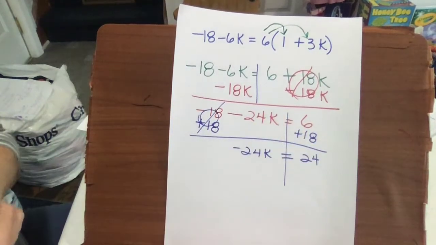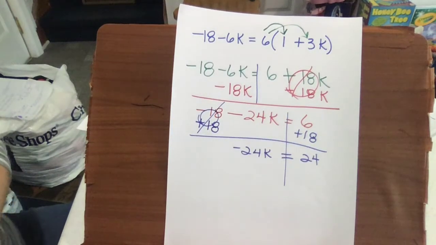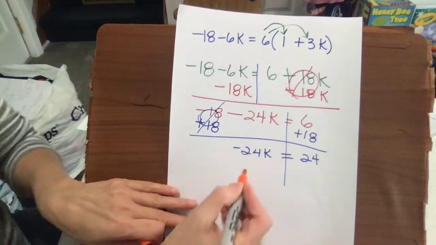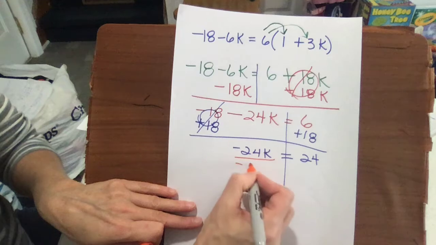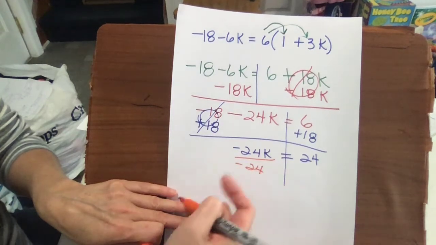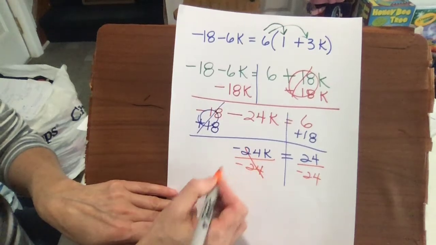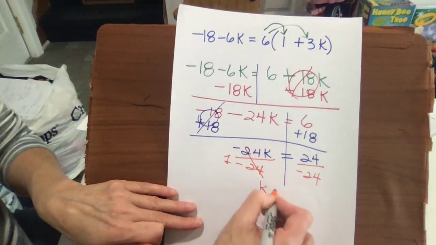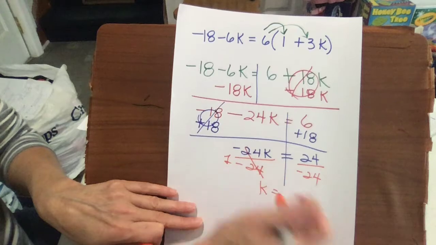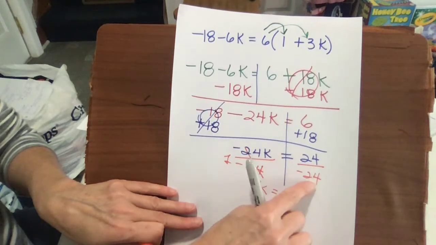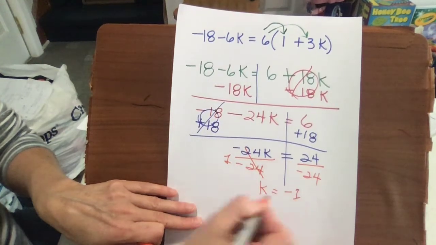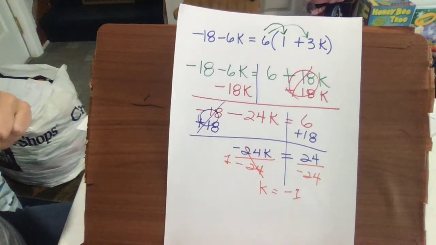All right, and now we're in a position to divide out by what's next to k. So negative 24k gets divided by negative 24 on both sides. That becomes 1, so k equals a positive divided by a negative is a negative answer. 24 divided by 24 is 1. So k equals negative 1.